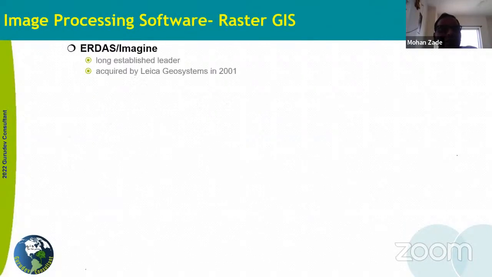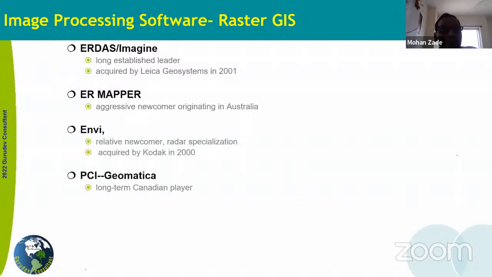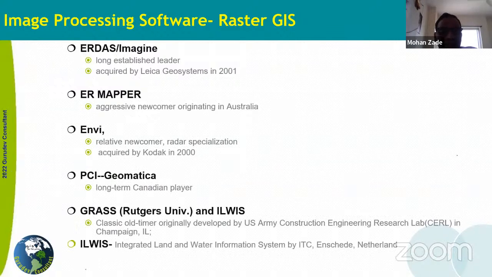These are some of the different image processing software, that is, satellite image processing software. ERDAS Imagine tops the list. Then ER Mapper, ENVI, PCI Geomatica, GRASS, and ILWIS, that is from the Netherlands.